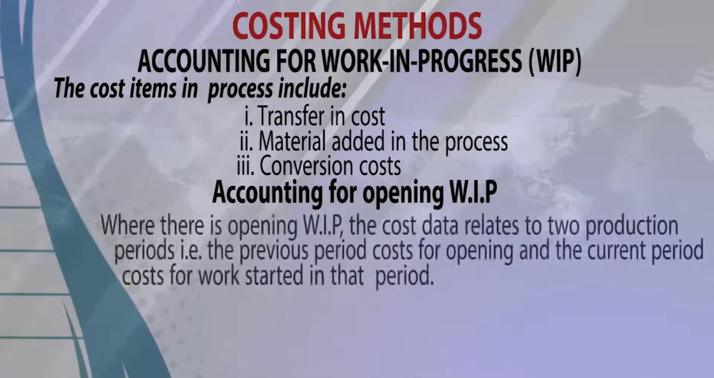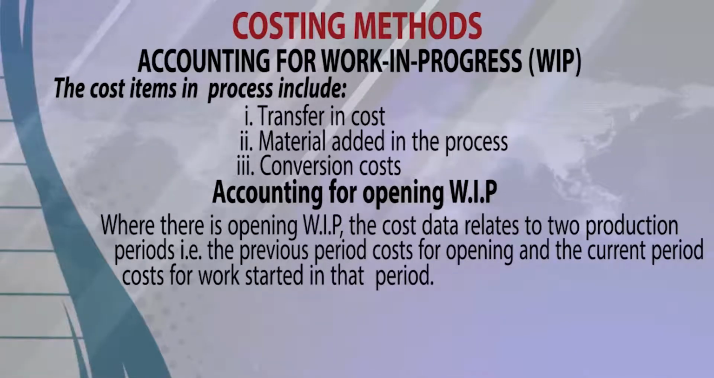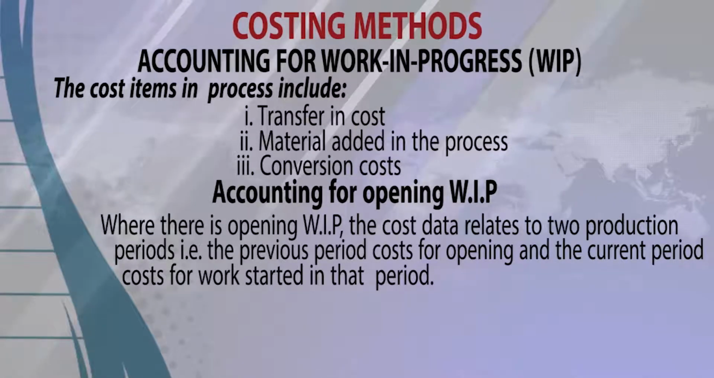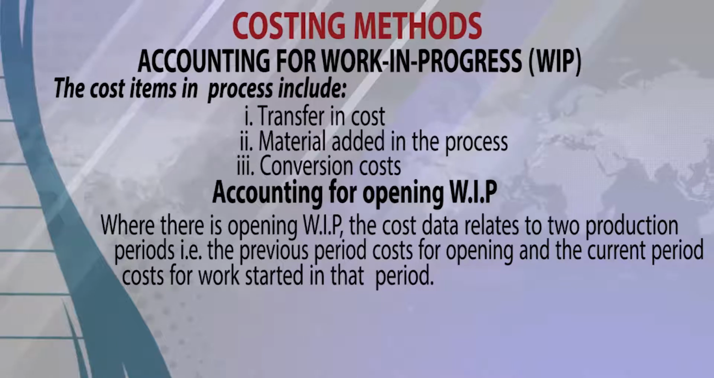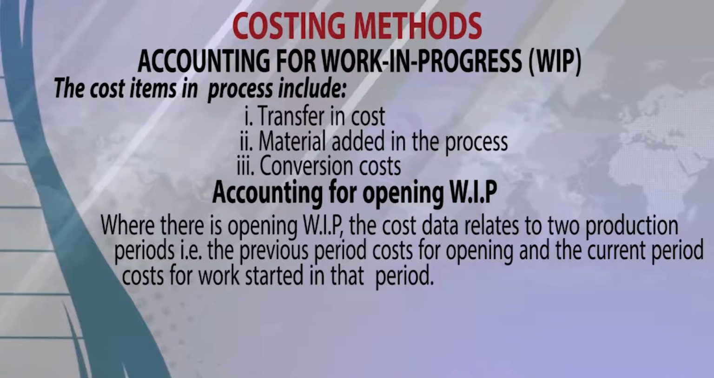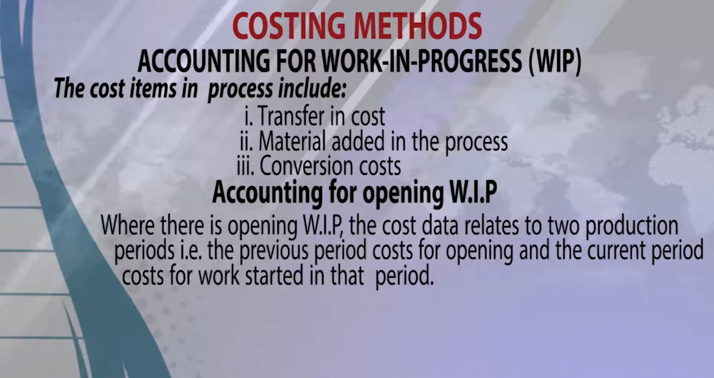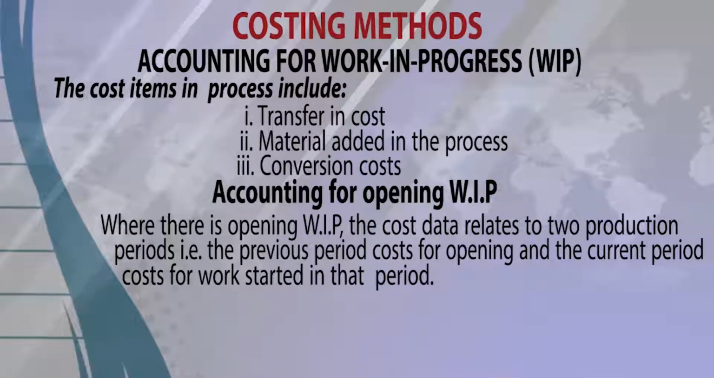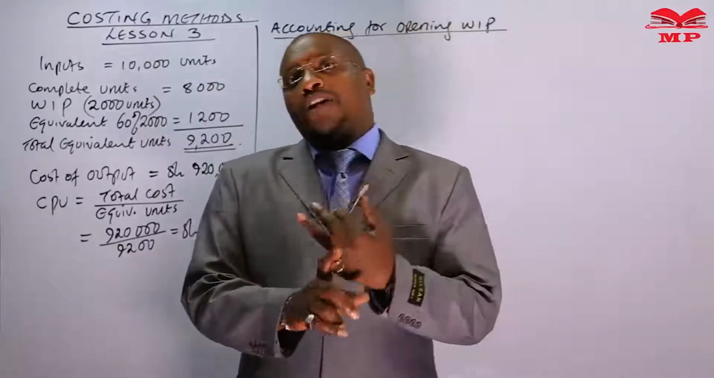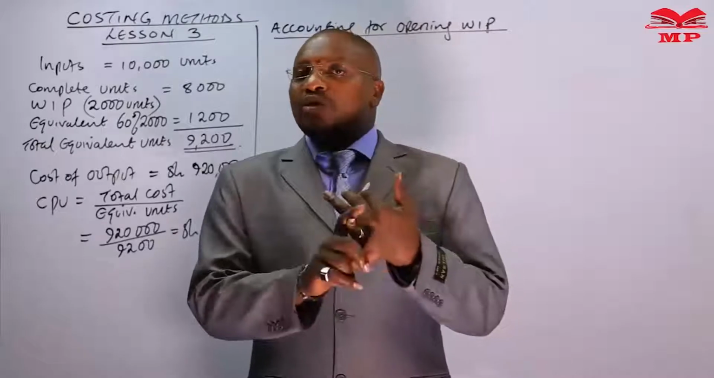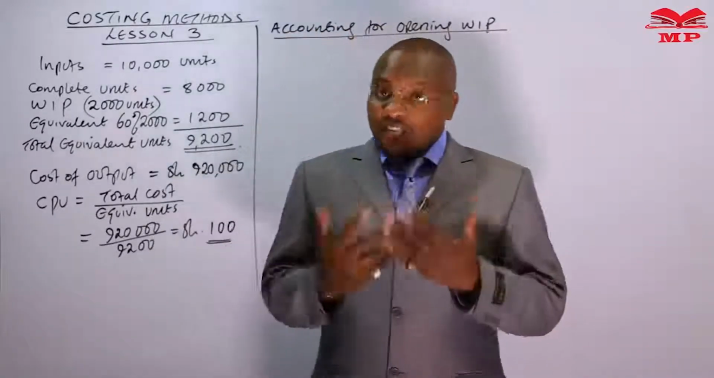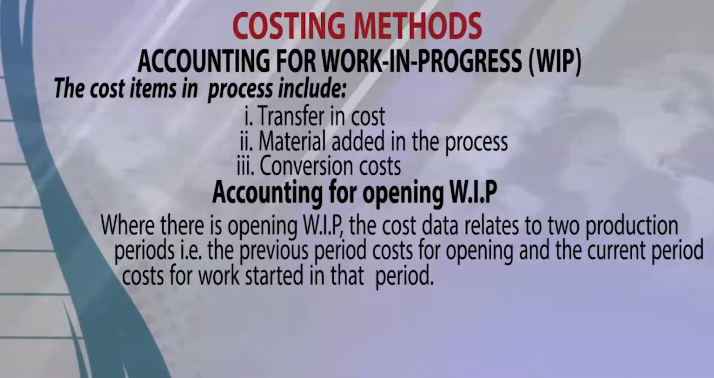Now, where there is opening work in progress, the cost data relates to two production periods. That is, the previous period's cost for opening and the current period cost for the work started this period. That's true. So there are two costs. There is cost that we incurred in the previous period for that opening work in progress, which in that period was a closing work in progress, and there is now the fresh cost we are incurring this period on the same units.